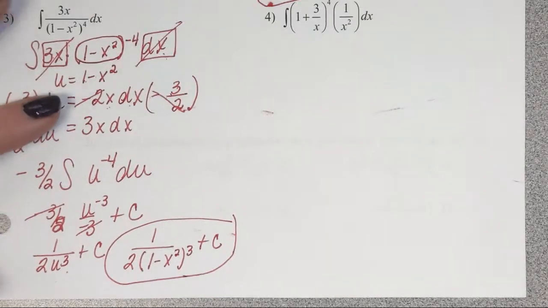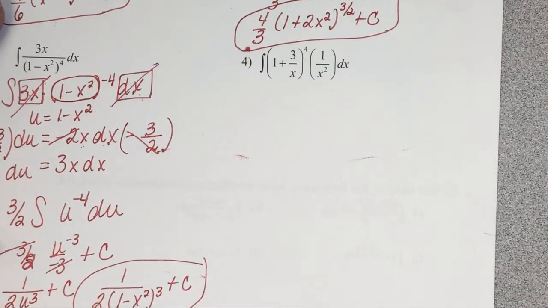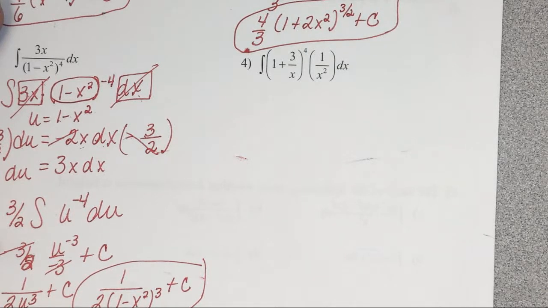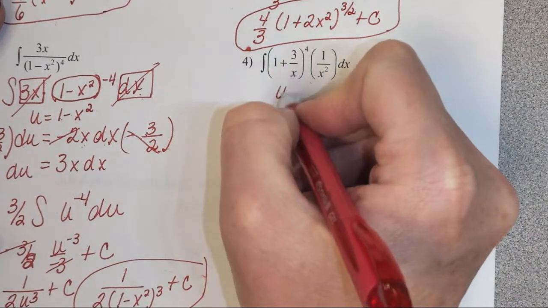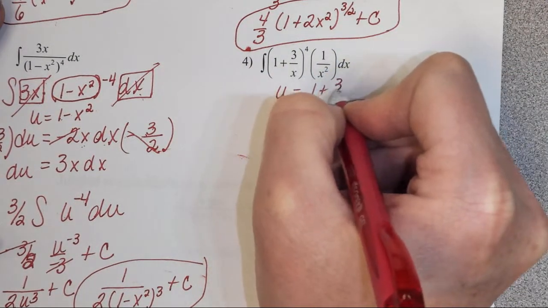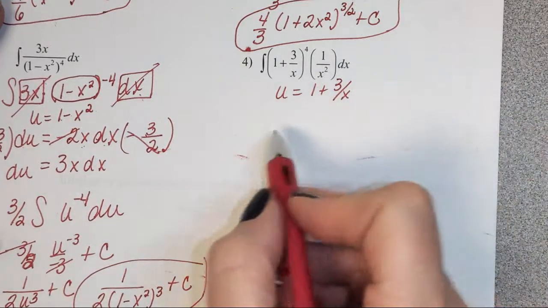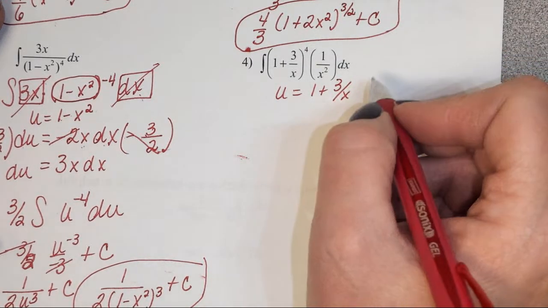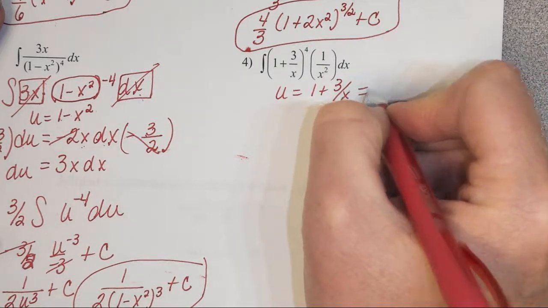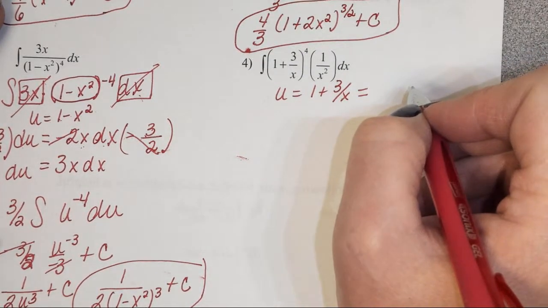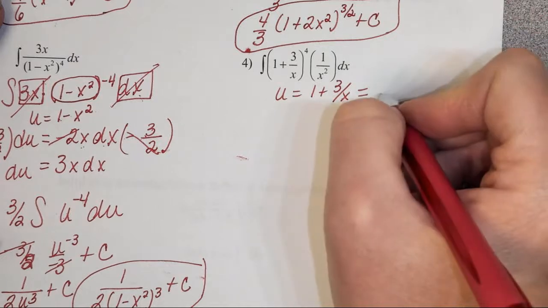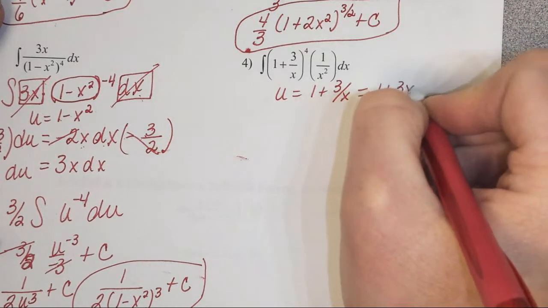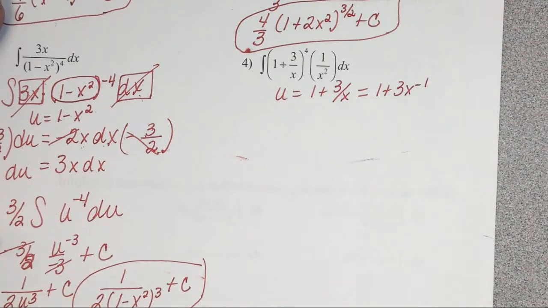All right. What about number 4? What is u going to equal here? Right? So u is going to be 1 plus 3 over x. Now when I go to take that derivative, though, I don't really know how to take the derivative when it's like that. This was from our warm-ups. What's another way to write this so that we can take the derivative? All right, everybody see why that would be equivalent?